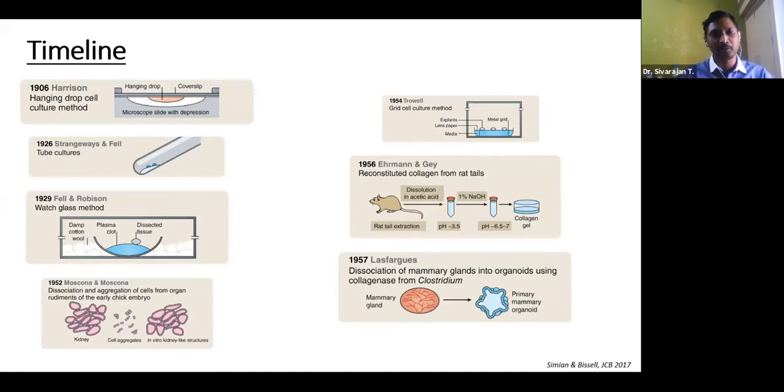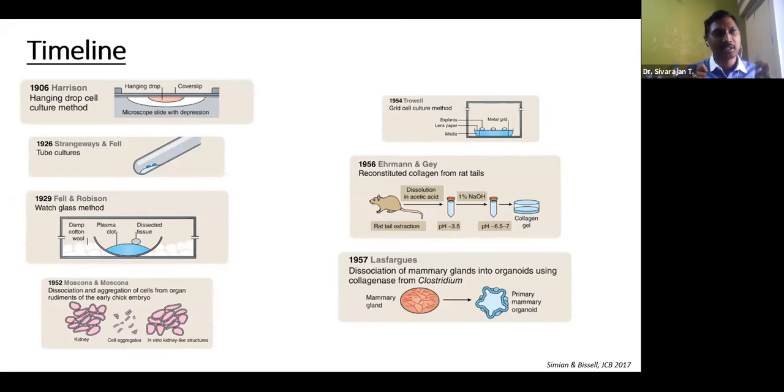Then in 1954, tissue section cultures were invented, where in a media you will put a grid of metal, and then on top of it you will place a lens paper, and you put sections. You section the tissues and you put them on top of it and do studies on them.